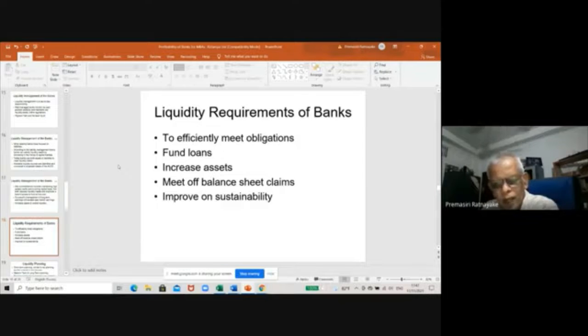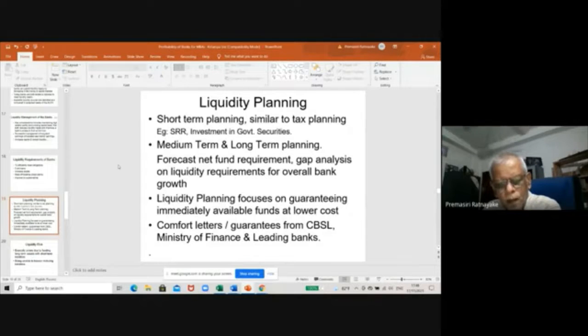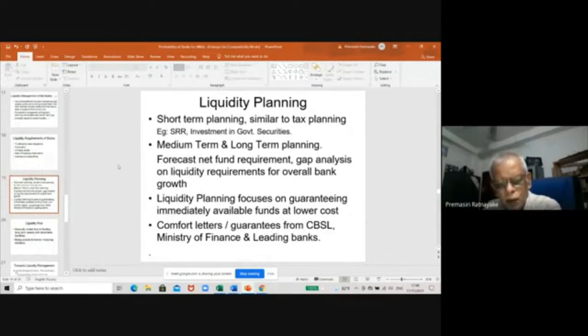Liquidity requirements of banks: to efficiently meet obligations to fund loans, increase assets, meet off-balance sheet claims, and improve on sustainability. Liquidity planning is short-term planning, similar to tax planning. Example, stability requirement, investment in government securities.